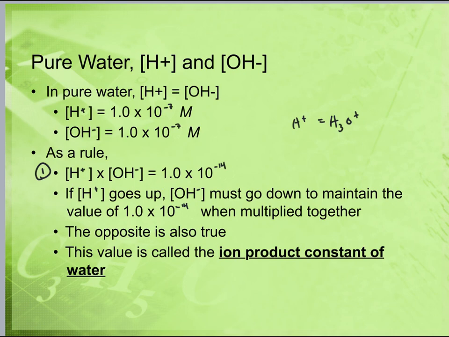This equation has a name. It's called the ion product constant of water. Ion because, well, these are the ions. Product because we are multiplying, and constant because it always equals this value, 1 times 10 to the negative 14th. So this is our first important equation when it comes to solving pH problems.